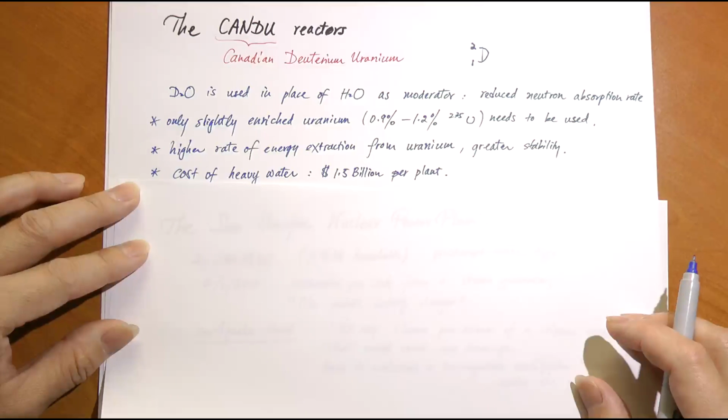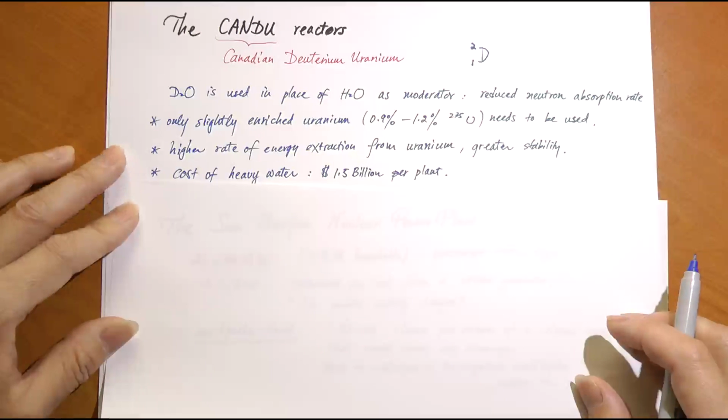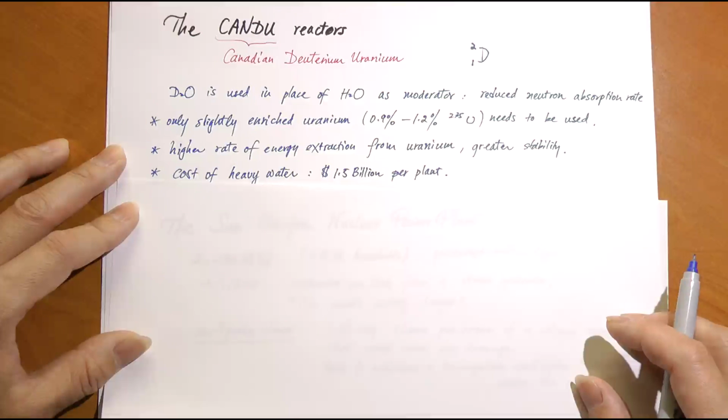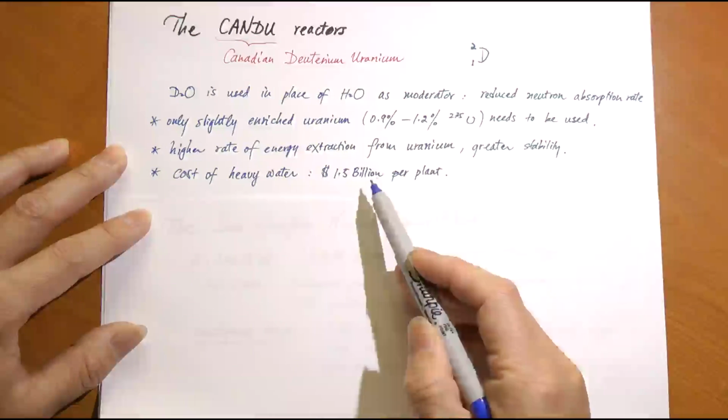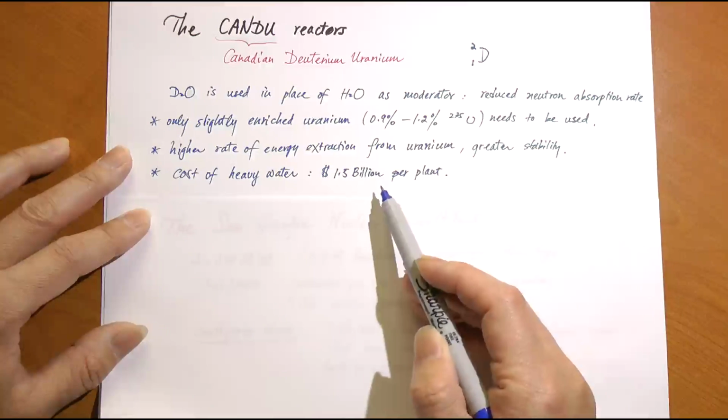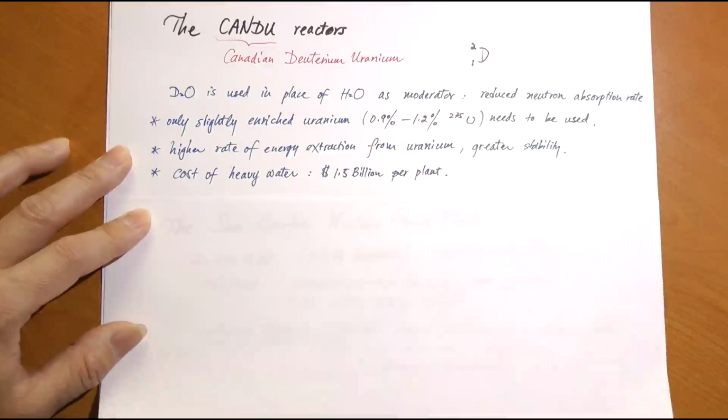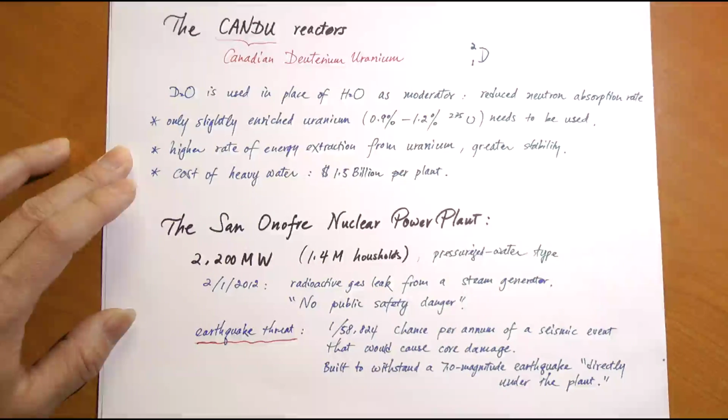They have over 17 reactors running on that principle, and some other countries, including China and India, have imported this technology as well. But the CANDU reactor does have its shortcomings as well, primarily because of the cost of getting heavy water. It's about $1.5 billion worth of heavy water for each plant. So that's a concern that we also must address.